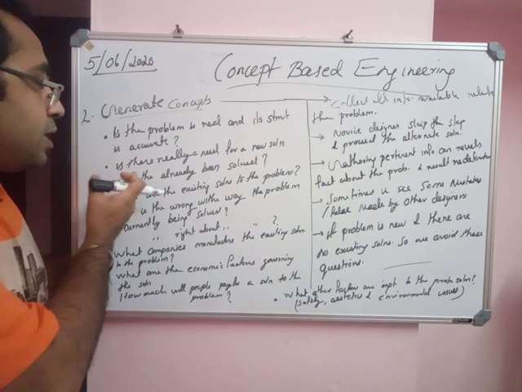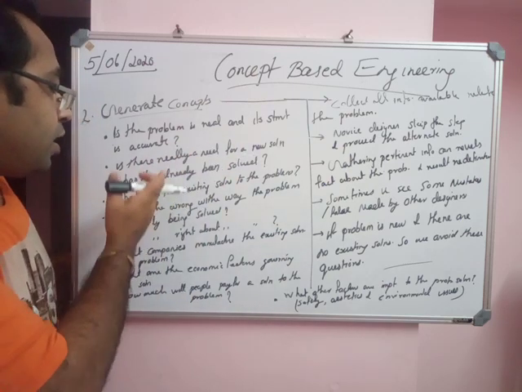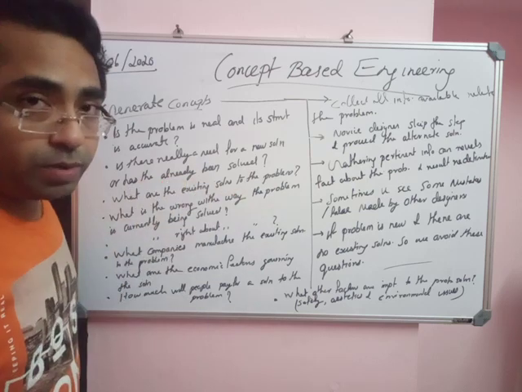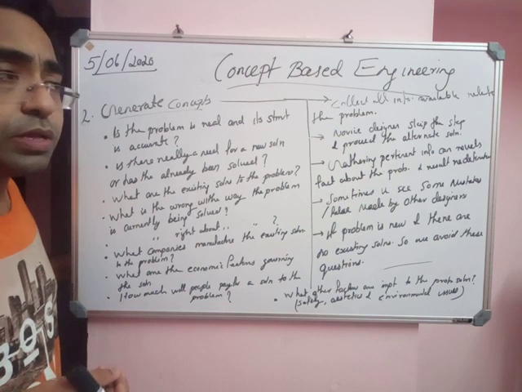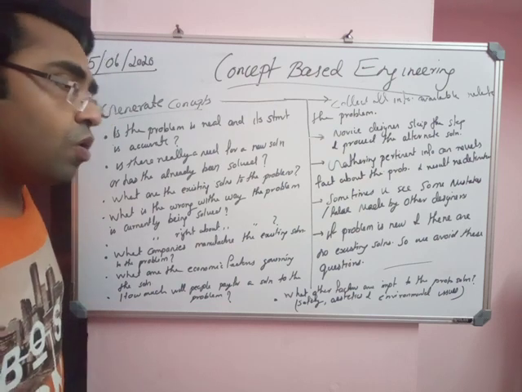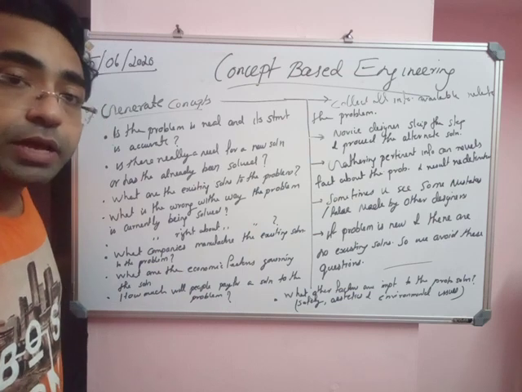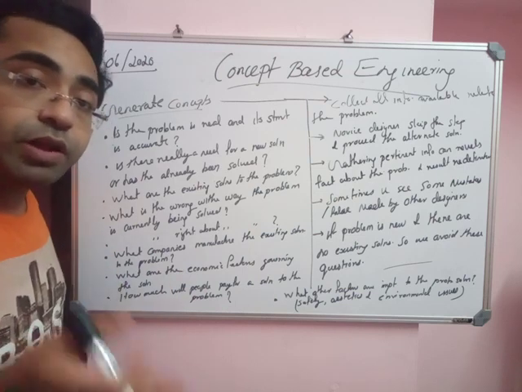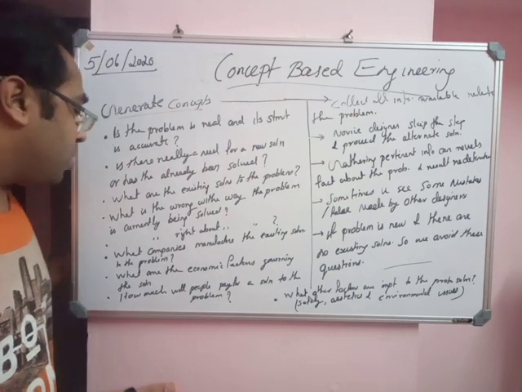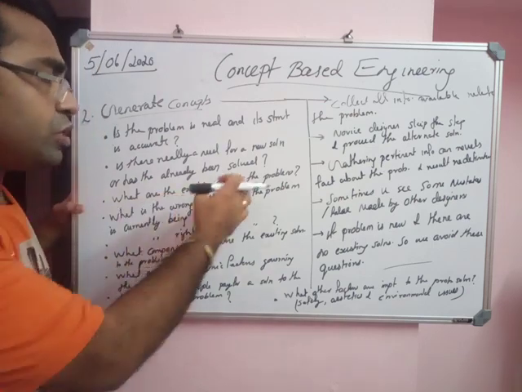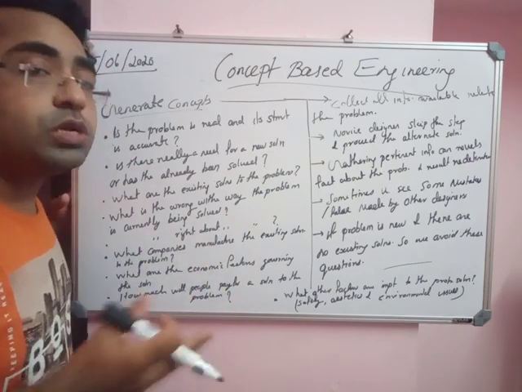Then the next question: is there a real need for a new solution, or has it already been solved? Suppose there really is a need for a new solution, and we have to design a new one, or maybe existing solutions are already there. Maybe some particular heaters are available in the market, or maybe we have to design a new one. And what are the existing solutions to the problem? Now the next question is, what existing solutions are available?